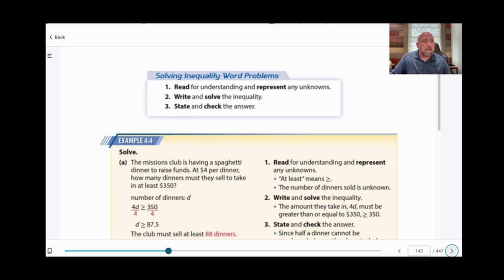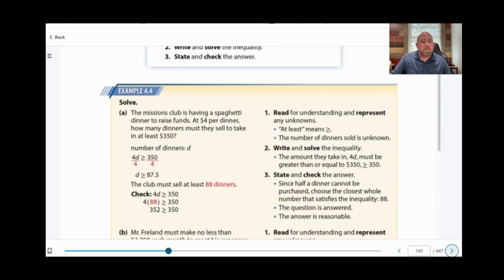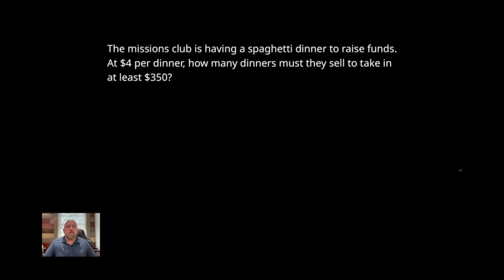All right, let's look at this first example. The Mission Club is having a spaghetti dinner to raise funds. At $4 per dinner, how many dinners must they sell to take in at least $350? So there's that "at least." Are we okay if we get $350? Yes, we are. We would like that or more.